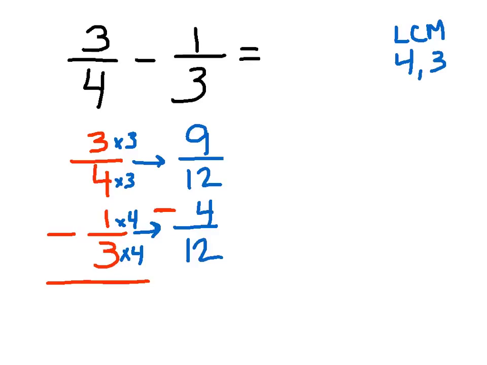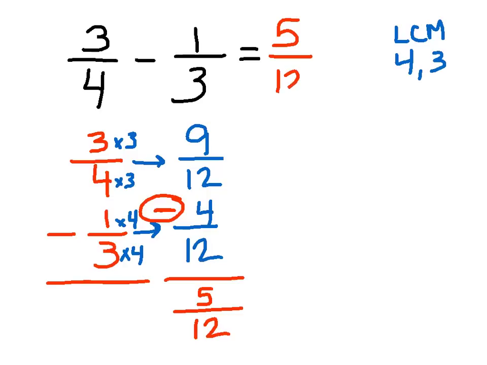I'm going to put a minus sign here just to remind me that I'm subtracting. So I've got 9/12 minus 4/12. Well, 9 minus 4 would give me 5, and then I keep the 12 in the denominator. And I cannot simplify. There's no other factor in common between 5 and 12. So my final answer, 3/4 minus 1/3, would equal 5/12.